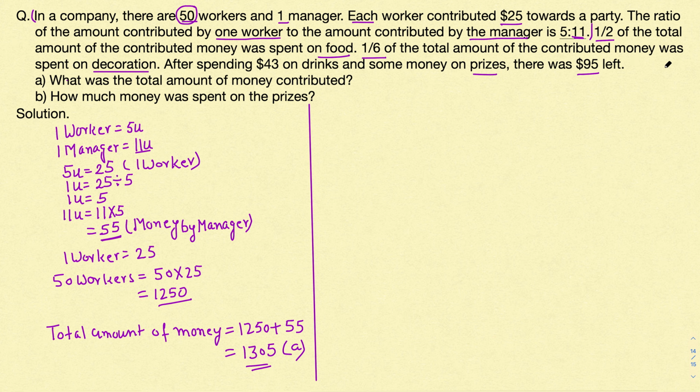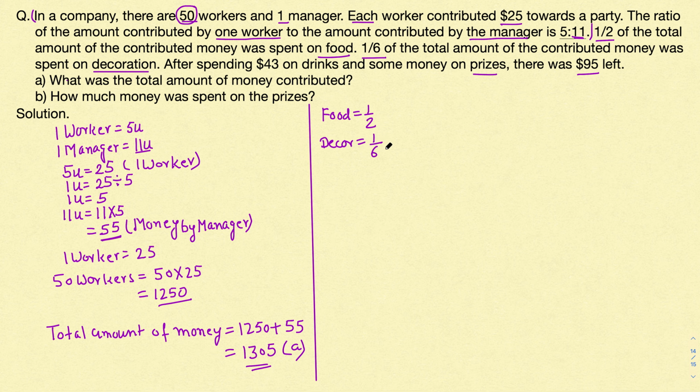Okay, there are too many things. There's food, there's decoration, there are drinks, there are prizes, and still we are left with $95. So let's start writing. First thing first, half of the money was spent on food. So food is half of the total amount of money. Now the next thing is decoration. Let's write it just as decor, because it's short. How much is spent on decoration is 1/6.